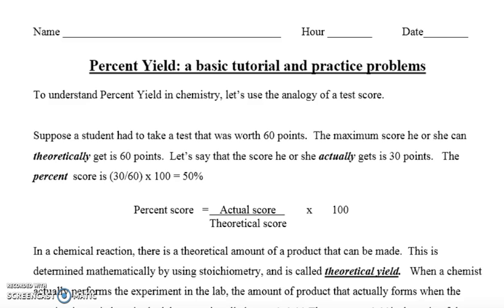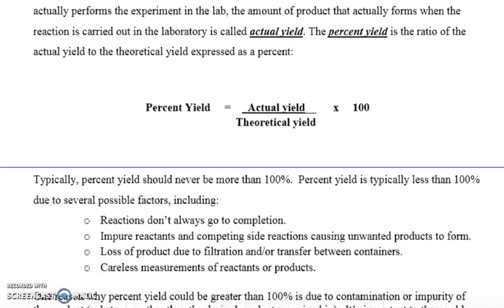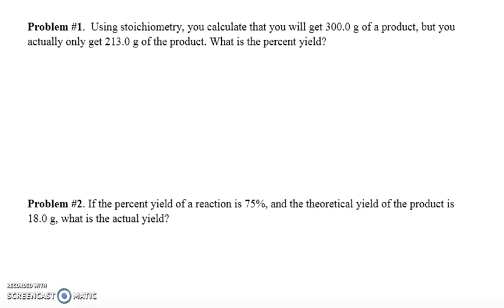A reason why the percent yield could be greater than 100% is due to contamination or impurity of the product, meaning something other than the desired product is mixed in. But regardless, percent yield is just a mathematical ratio of actual yield over theoretical yield. That's essentially what you had down here on this handout right here. We're going to use this in one problem, and then I am going to ask you to try the other problems and show them to me for your homework credit.